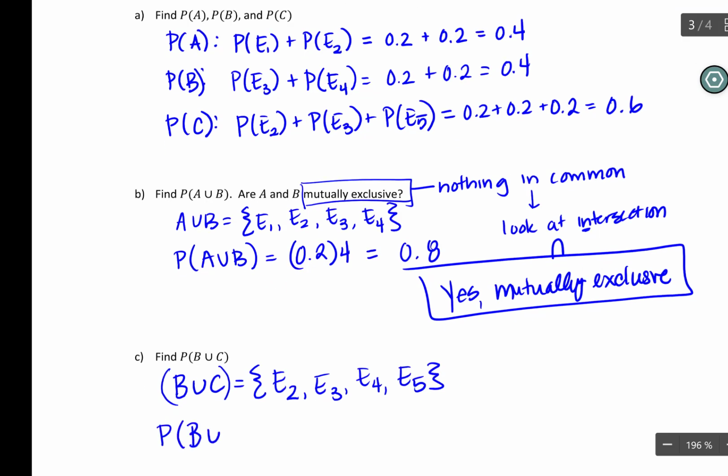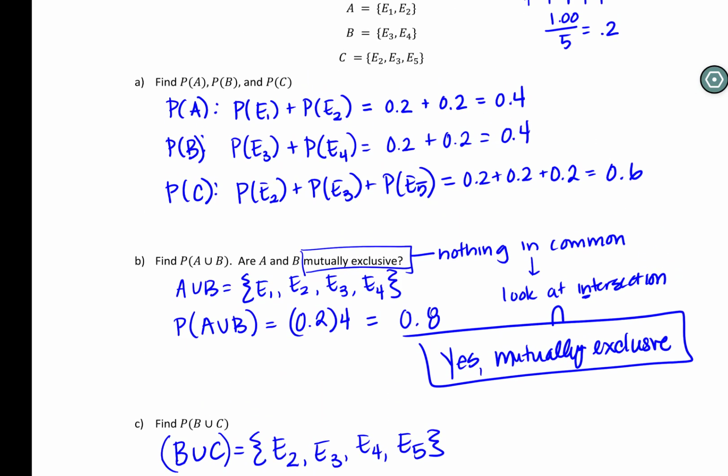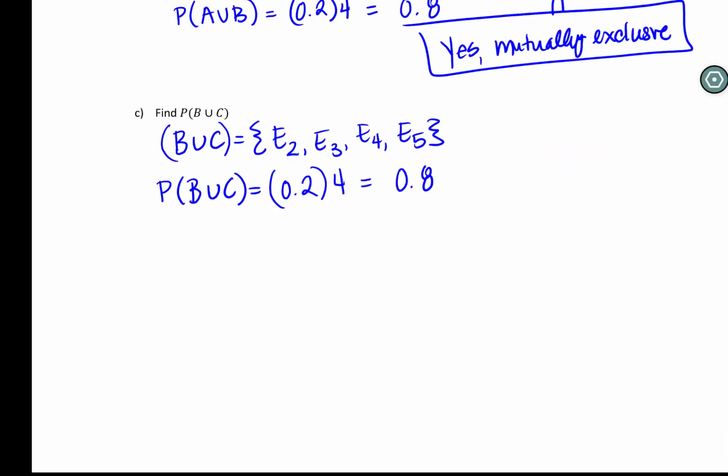Again, we want to know the probability of B union C. So we want to add up the individual probabilities. Again, we know they each have an individual probability of 0.2. There are 4 of them, so our probability of B union C is again 0.8. Now, if I asked if these were mutually exclusive, they would not be, because they share the element, or the outcome, 3.